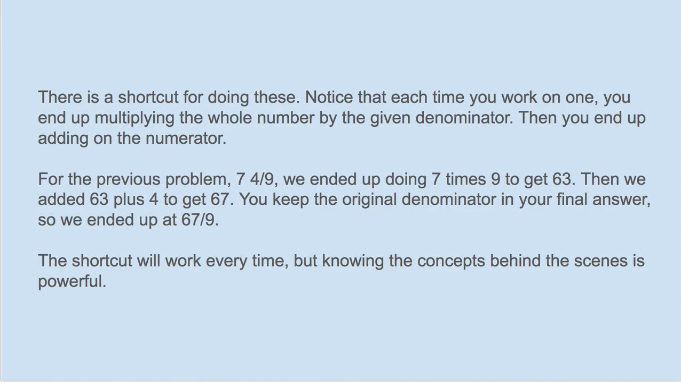There is a shortcut for doing these. Notice that each time you work on one, you end up multiplying the whole number by the given denominator. Then you end up adding on the numerator. In the previous problem, 7 4/9, we ended up doing 7 times 9 to get 63. Then we added 63 plus 4 to get 67. You keep the original denominator in your final answer, so we ended up at 67/9.